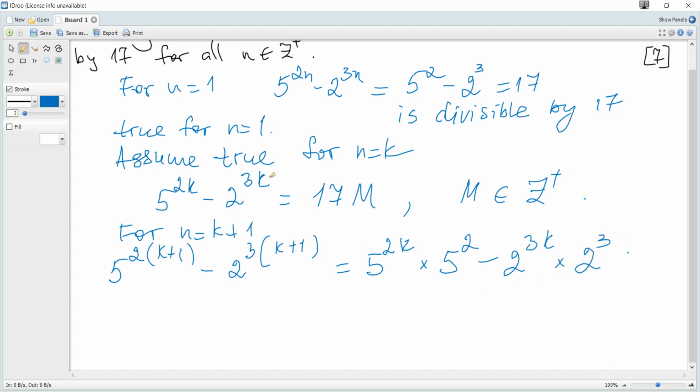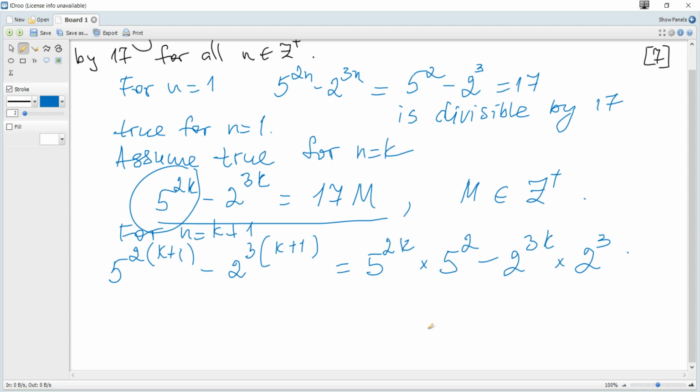And you can see we cannot substitute directly for all expression 5 to 2k minus 2 to 3k, but what should we do? We can solve for 5 to 2k for this expression and then substitute into this expression. It's quite typical for such type of problems. And hence we can use this information from assume.